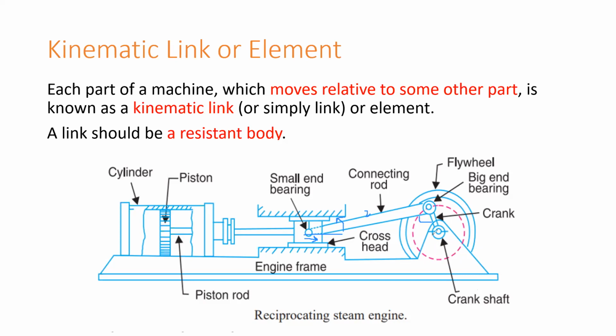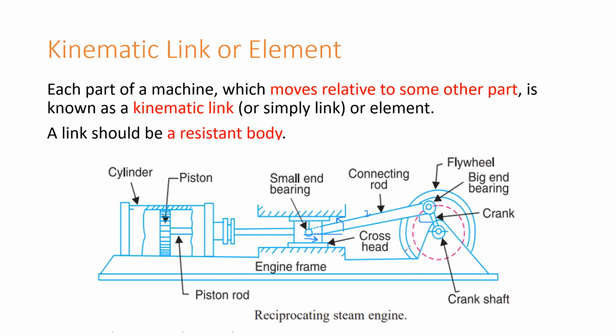There is no change in angle. Whatever is the angle of the crank, that is the angle rotated by the crankshaft. So the crank and crankshaft are considered as one link. And this crankshaft is supported in this bearing, which is provided in the engine frame. This bearing is stationary, and the crankshaft rotates in that. So the crank is a separate part and the bearing is a separate part, because there is some motion happening.